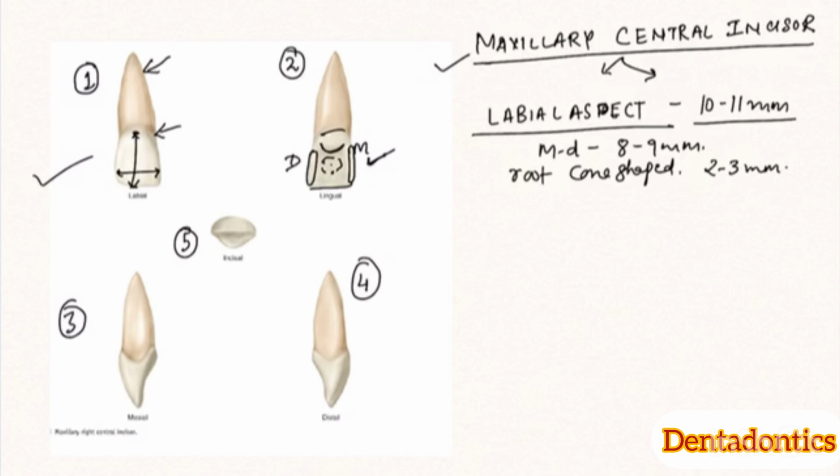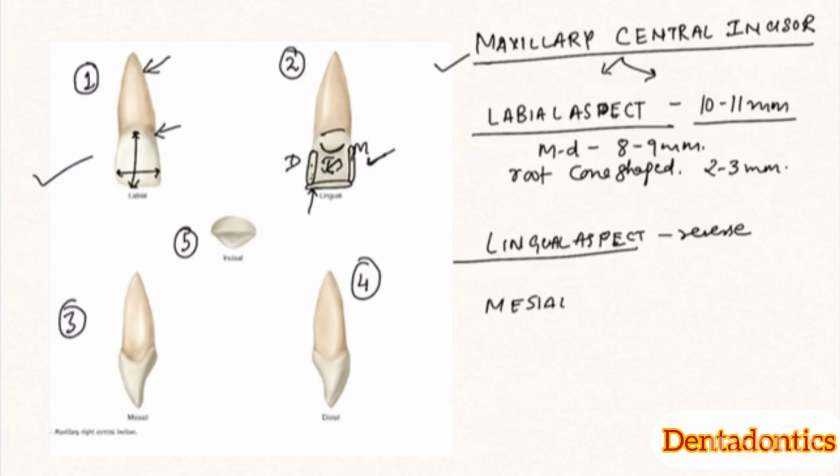Here on the mesial side there will be an elevated part known as the mesial marginal ridge, on the distal part the distal marginal ridge, and the elevated part of the incisal edge will be the incisal ridge. So this depression, the lingual fossa, is surrounded mesially by the mesial marginal ridge, distally by the distal marginal ridge, incisally by the incisal ridge, and cervically by the cingulum. The lingual fossa is a shallow concavity, and the crown will taper lingually. So this was all about the lingual aspect.